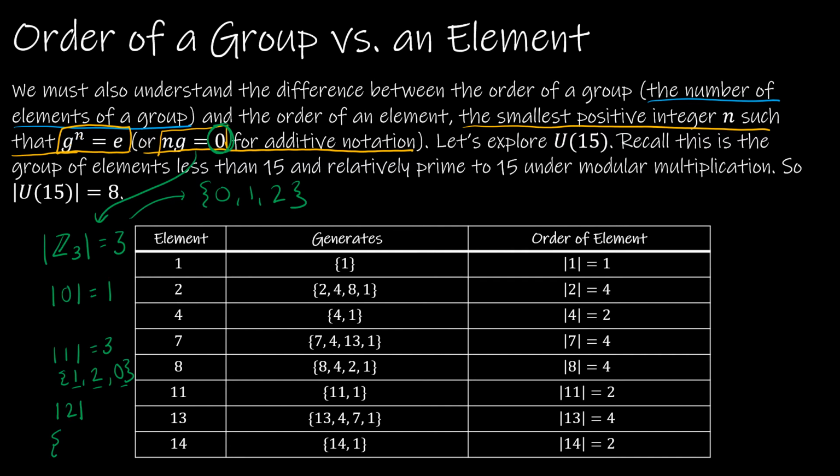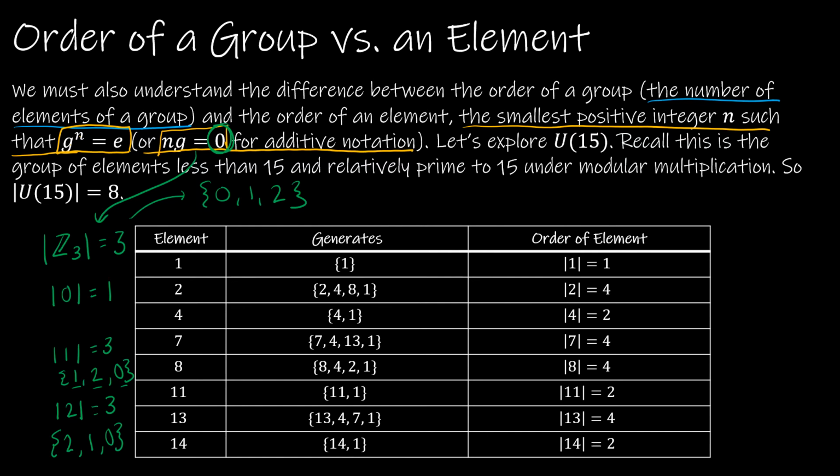Let's look at 2. 2 plus 2 is 4, but 4 mod 3 is actually 1. And then 1 plus 2 is 3, but 3 mod 3 is actually 0. So again, the order of the element 2 is 3.